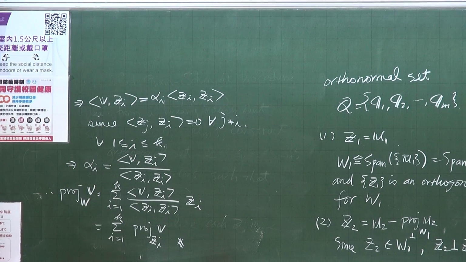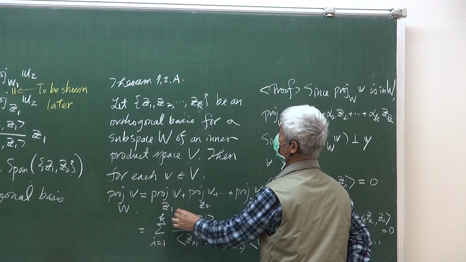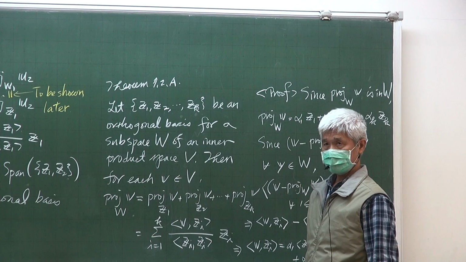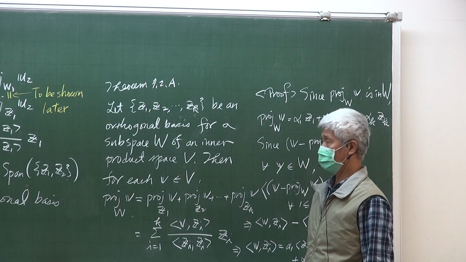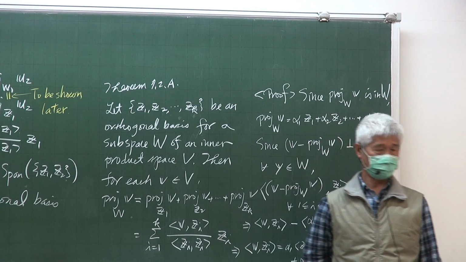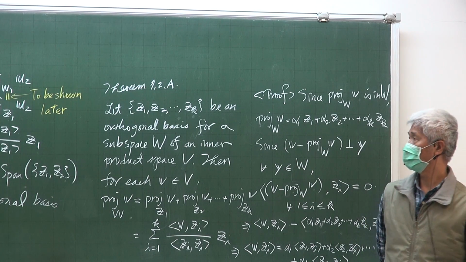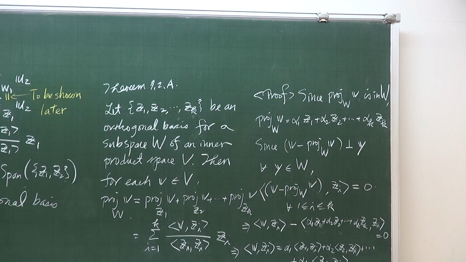So if we have a subspace W and we find an orthogonal basis, if we have an orthogonal basis, that's very important, okay? We have an orthogonal basis which consists of k vectors. Then the projection of any vector in the inner product space onto W is just the sum of the projection of this vector v onto each vector in the orthogonal basis. Okay, any questions? If no question, then I will continue.